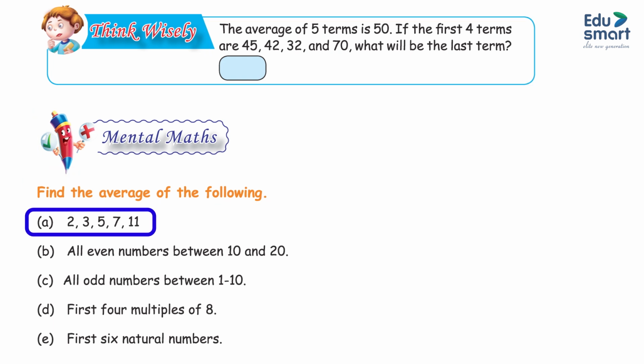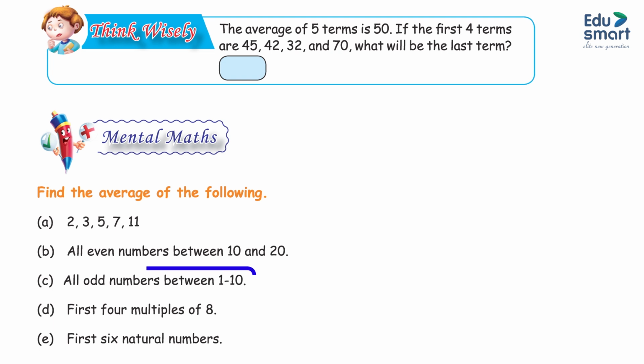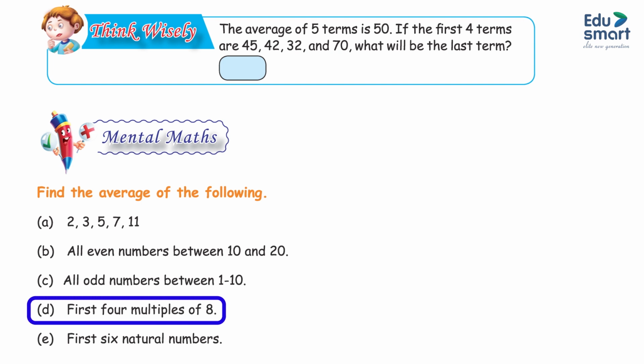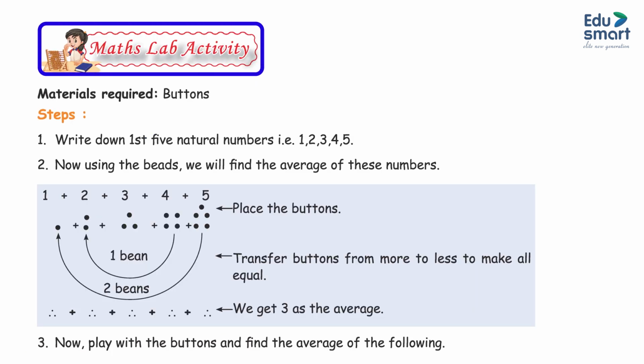A. 2, 3, 5, 7, 11. Answer 5.6. B. All even numbers between 10 and 20. Answer 15. C. All odd numbers between 1 and 10. Answer 5. D. First 4 multiples of 8. Answer 20. E. First 6 natural numbers. Answer 3.5. Maths lab activity.